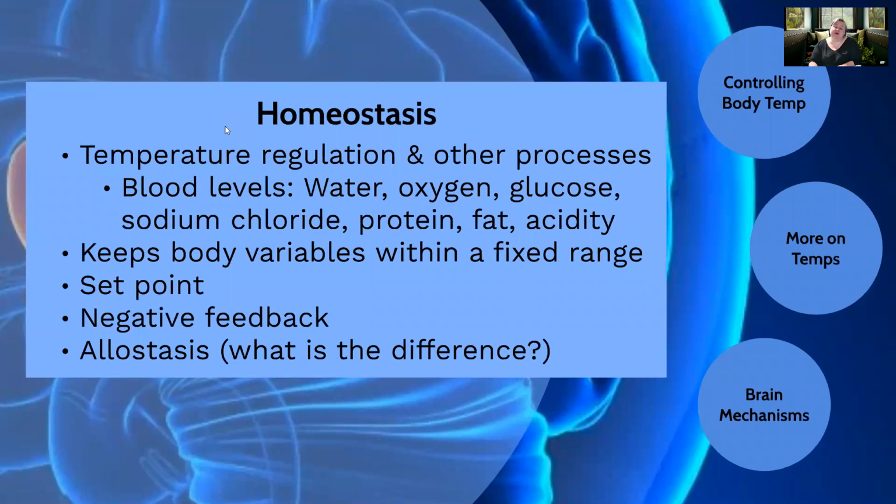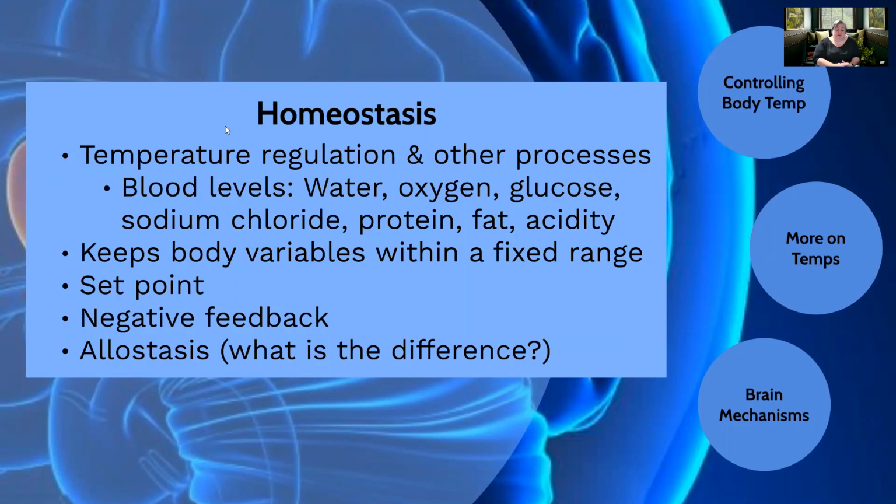All right, so let's start with this concept of homeostasis. Homeostasis is basically our body's way of keeping different things at a balance or keeping them in check, so to speak. So homeostasis in animals is triggering physiological and or behavioral activities to help keep different variables in check. So that includes temperature regulation and other processes.